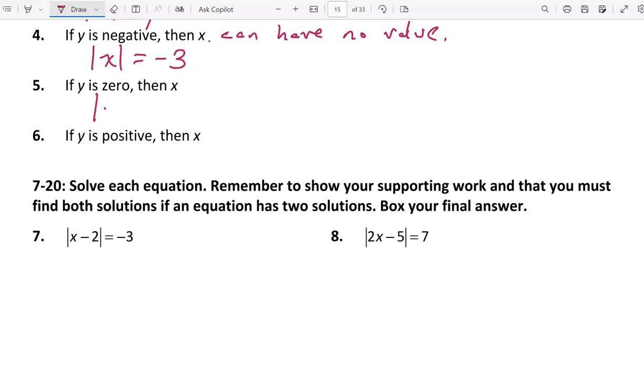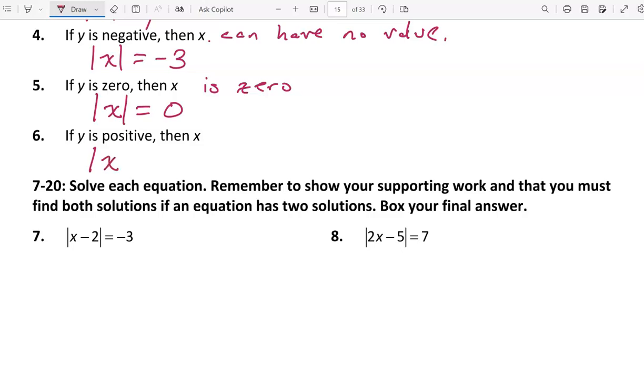If y is 0, take the equation, replace y with 0, then x also has to be 0. The absolute value of what number is equal to 0? The only answer to that is 0.